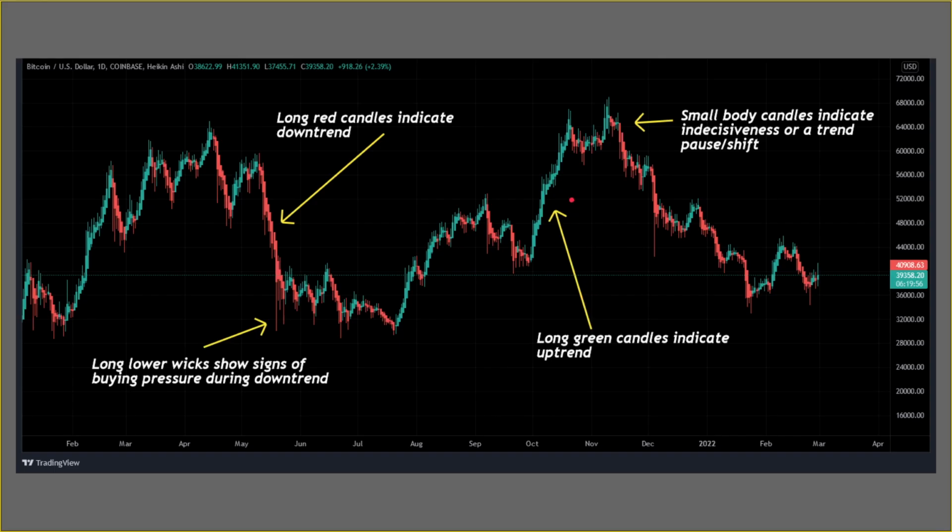Now, on the flip side of things, we see these long green candles here, here, and here. These are indications of a strong uptrend, especially when there is no bottom wick. When we see these strong, long green bodies, these are indications of the strong uptrend, strong buying pressure. Now, once we reach the top area over here, we start to see these small candle bodies again. This is an indication of indecisiveness, or a potential trend pause or shift in the trend.